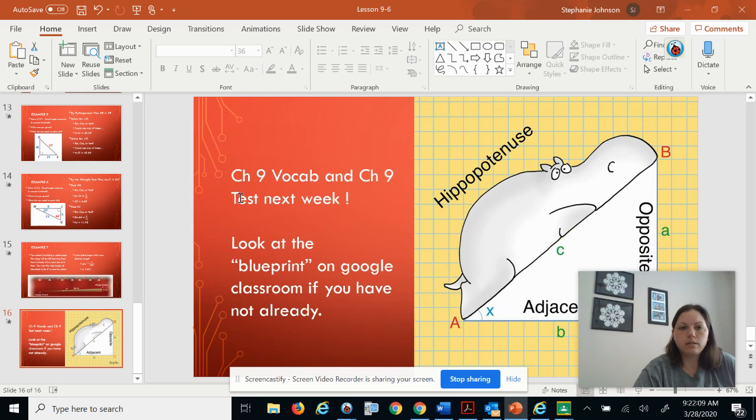Next week, you'll have your 3 big ideas assignments due on Monday. And that next Monday, you will get your review. You'll have a Chapter 9 vocab test and a Chapter 9 test next week. Read the info on Google Classroom on the stream. It says look at the blueprint. It'll give you more instructions on how tests are going to work while we're on our virtual learning experience together.